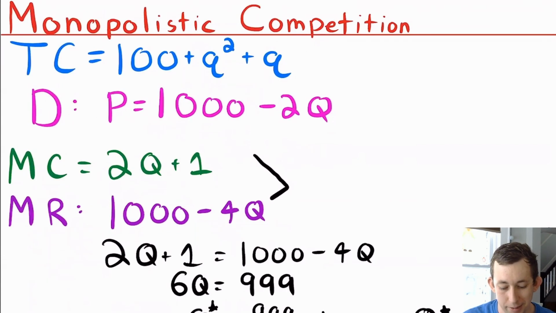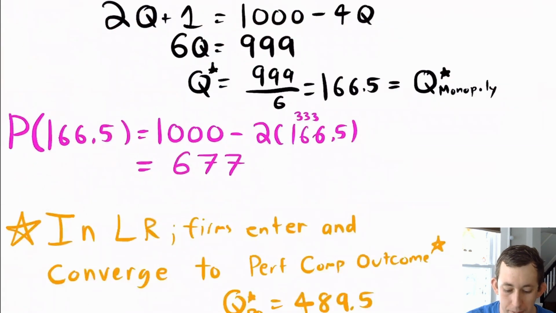Now let's take Dana and Samantha and put them into a monopolistically competitive market, or monopolistic competition. We've got the same total cost and demand curve, same marginal cost and marginal revenue. So I'm going to set the marginal cost equal to the marginal revenue, and I get that Q star is 999 over 6, which is 166.5. Notice that that is the Q star of a monopoly market as well. The price in this market is going to be 677, just plugging 166.5 into the demand equation.